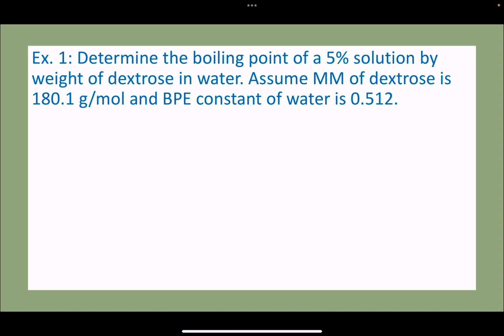That's enough information for now. Let's try an example problem. There are two primary types of problems relating to BPE and FPD. The first type encompasses problems like this. Example 1 says, determine the boiling point of a 5% solution by weight of dextrose in water. Assume the molar mass of dextrose is 180.1 grams per mole, and the BPE constant of water is 0.512.